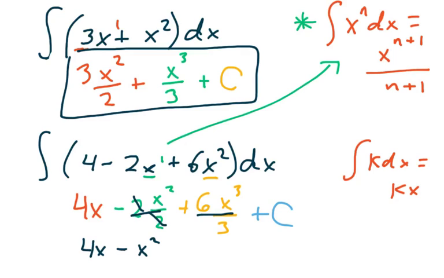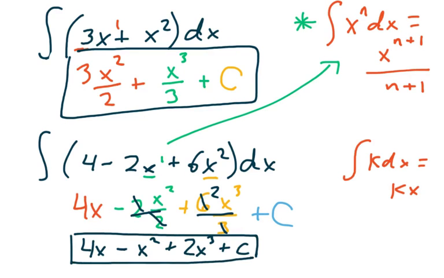And over here I have 6x cubed divided by 3, so the 6 and the 3 can simplify to 2x cubed plus c. So this is really the best response, the most simplified response. And again, if we're doing practice on Delta Math or multiple choice questions, this one right here would be the answer choice. Okay, the best answer.